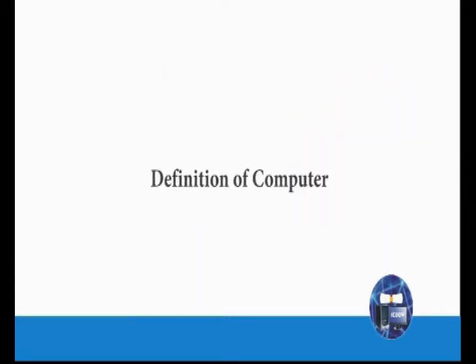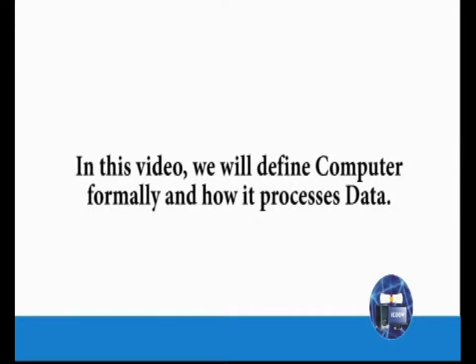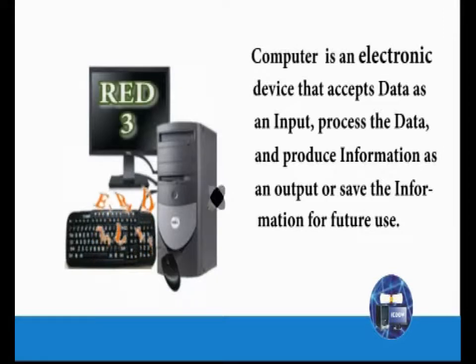Definition of computer. In the previous video, we know computer physically, its importance, advantages, and types. In this video, we will define computer and explain how it processes data. Computer is an electronic device that accepts data as an input, processes the data and produces information as an output, or saves the information for future use.